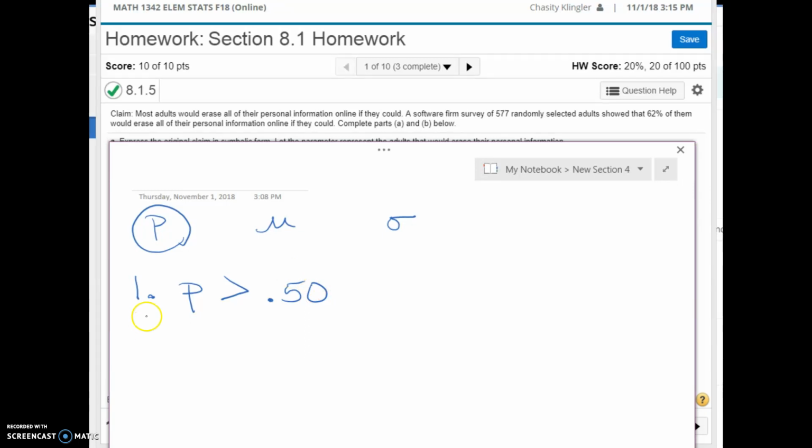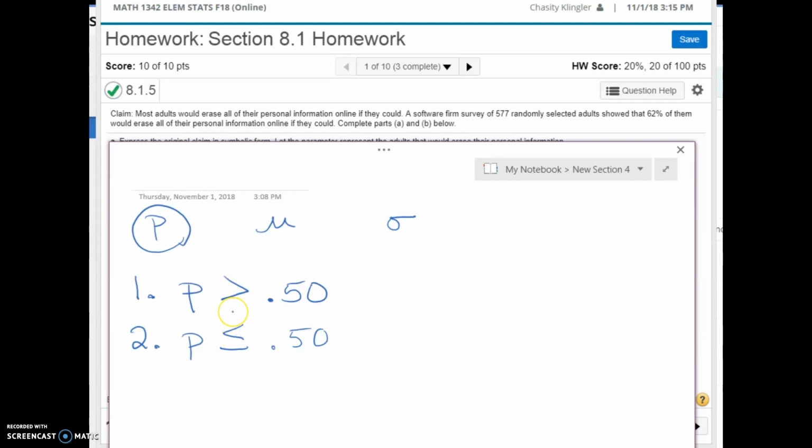Now, the next step is to write the opposite of that claim. So if P is greater than 0.50, the opposite of that is P is less than or equal to 0.50. So our original claim is P is greater than. Opposite that is not only just less than, but it's also equal to. So make sure one of these has to include an equal sign.